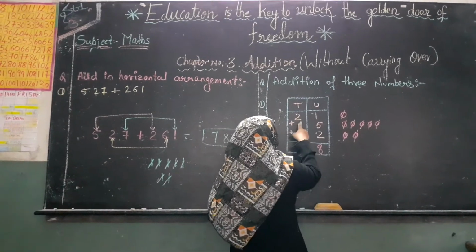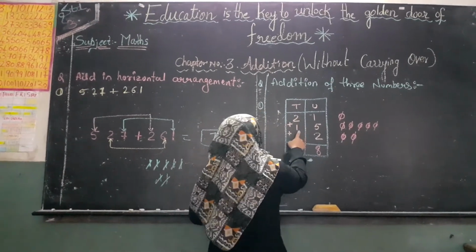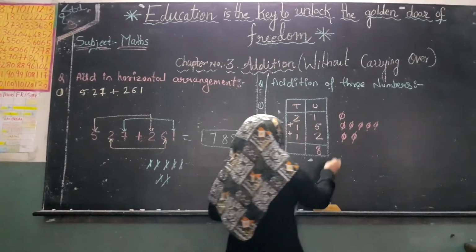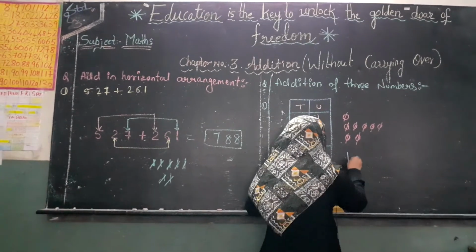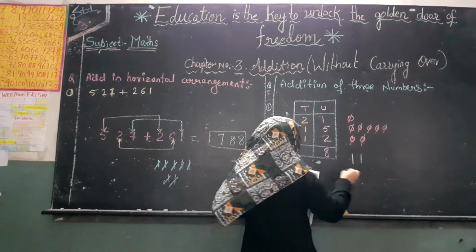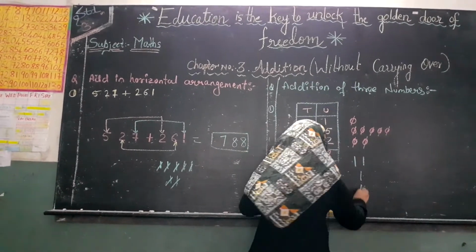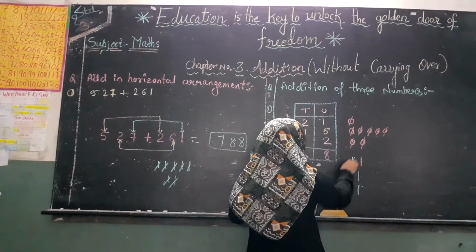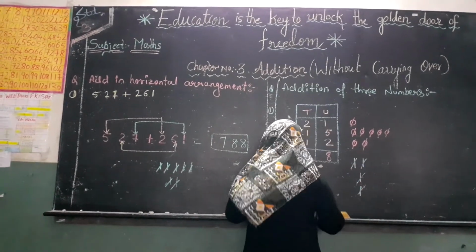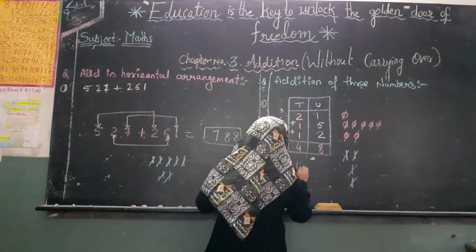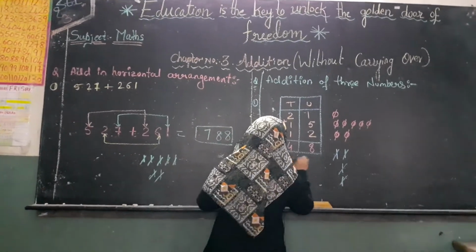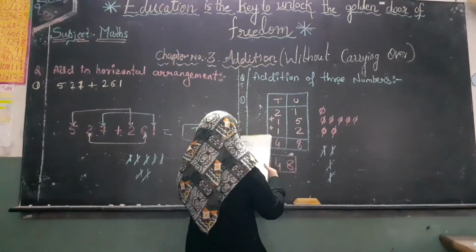Now we have to add 2 plus 1 and 1 plus 2. So we will draw first 2 lines, then 1 line, then 1 line. So we will add all this: 1, 2, 3, 4. Then we get the answer 4. So the answer is 48. Have you understood, students?